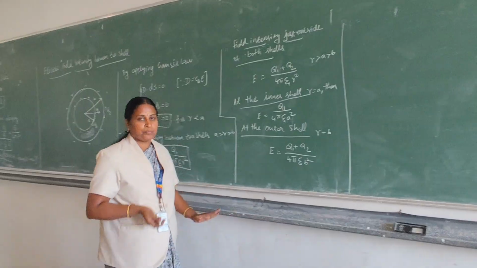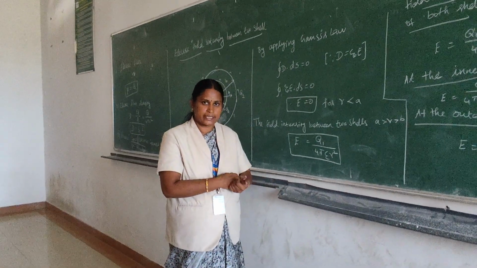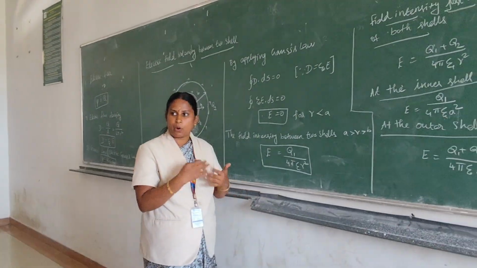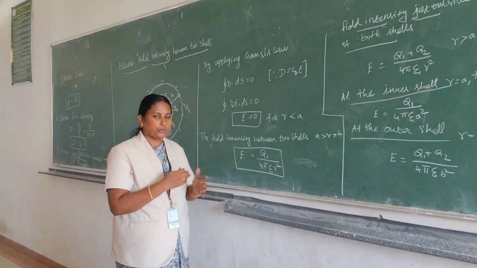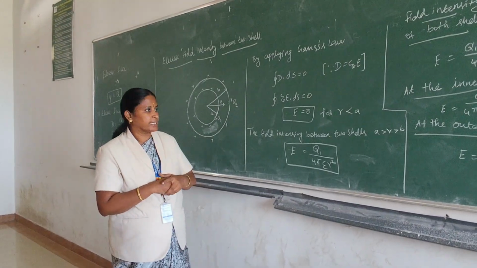Likewise, after finding the electric field intensity, we can also find the potential inside the shell, outside the shell, and between the shells, using Gauss law. This is one of the main applications of Gauss law.